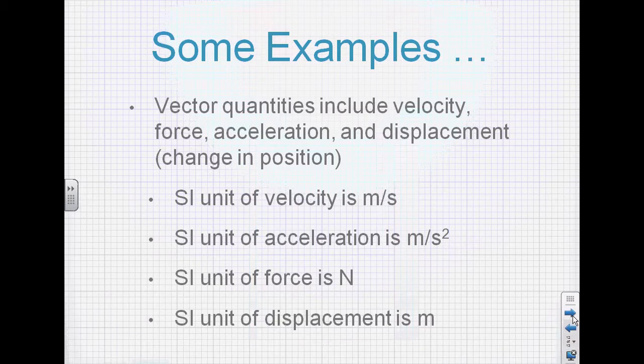So some examples of vector quantities include the following: velocity, force, acceleration, and displacement. Displacement might be a term that you haven't heard before. Displacement tells you how your position has changed from one point in time to another. Here are some of the units that you will need to know. We use the SI units. The unit for velocity is meters per second, acceleration is meters per second squared, force is the Newton, and displacement is the meter.